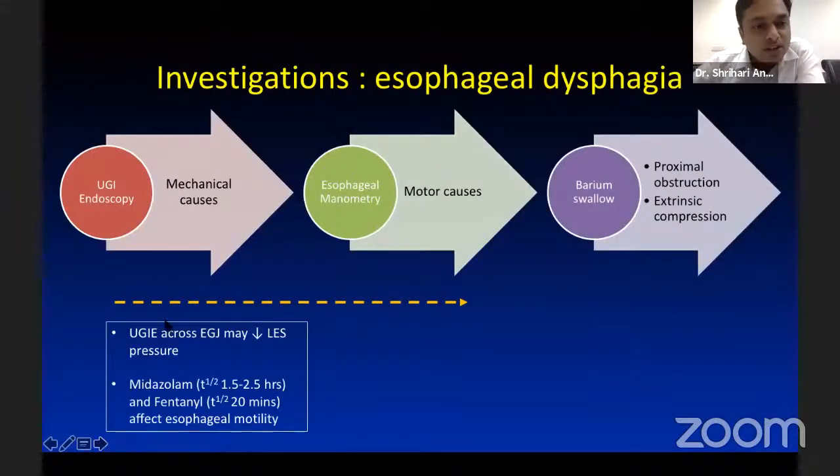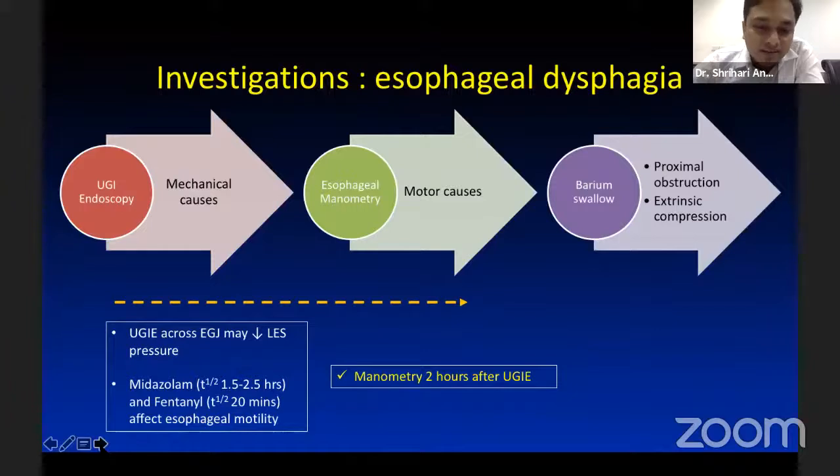One more important point is, once you have done an endoscopy and you plan an esophageal manometry, there could be two possibilities. Once you do an endoscopy and cross the esophagogastric junction, it is usually seen that you tend to reduce the lower esophageal sphincter pressures, and also the sedation which is used affects motility. Most centers would be using midazolam, which has a half-life of around 1.5 to 2.5 hours, or opioids like fentanyl, which has a short half-life of 20 minutes. These tend to affect the esophageal motility.